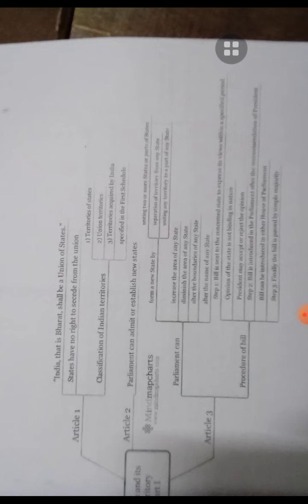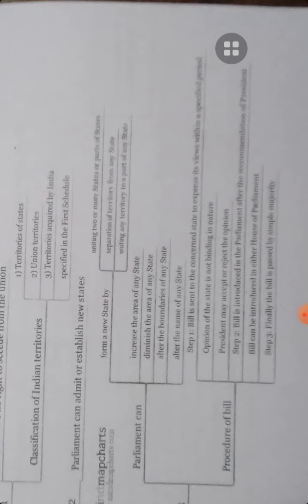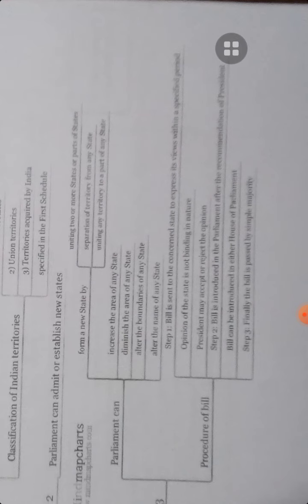So this is Article 3, which covers uniting two or more states, separation of territory from a state, uniting territory to a part of a state, increasing the area of states, diminishing the area of states, altering the boundary and altering the name of states. The Bill is sent to the concerned state to express its view within a specified period. The opinion of the state is not binding on the President. The President may accept or reject the opinion.